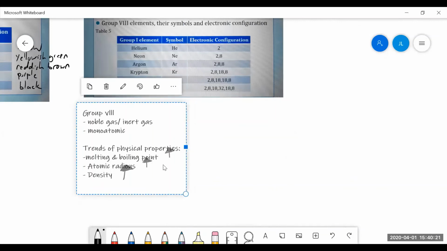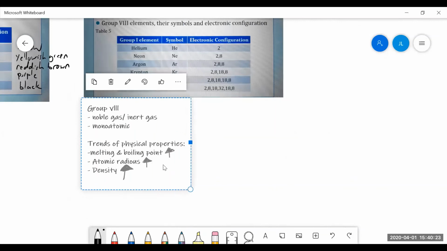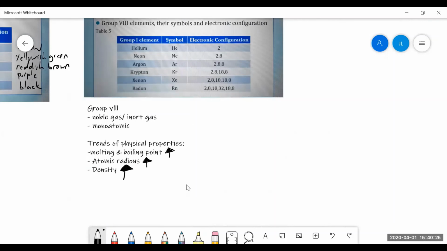How do I adjust this? Okay. So why do melting and boiling point increase? It has to do with the intermolecular forces as well.